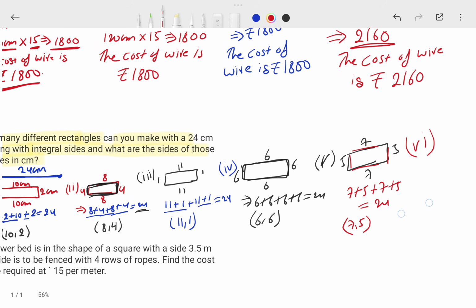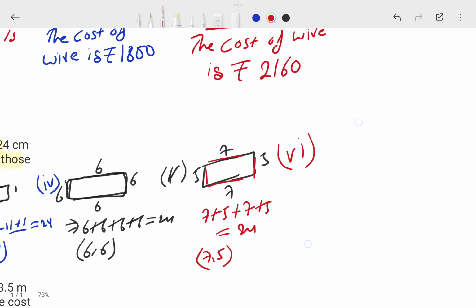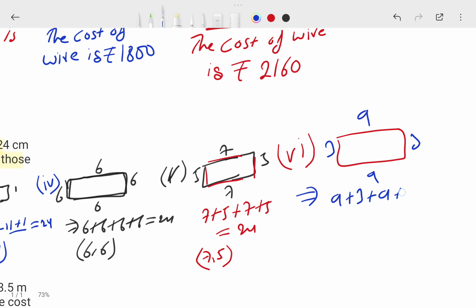Now 10 and 2, 8 and 4, 6 and 6, 10 and 2. Now 9 and 3, let's do. This is one rectangle. Let's suppose this is 9 and this is 3. This is also 9, this is also 3. So if you add 9 plus 3 plus 9 plus 3, it is going to be 12, it's also going to be 12. If you add, it is going to be 24 only. So we did it by using 9 and 3 also.